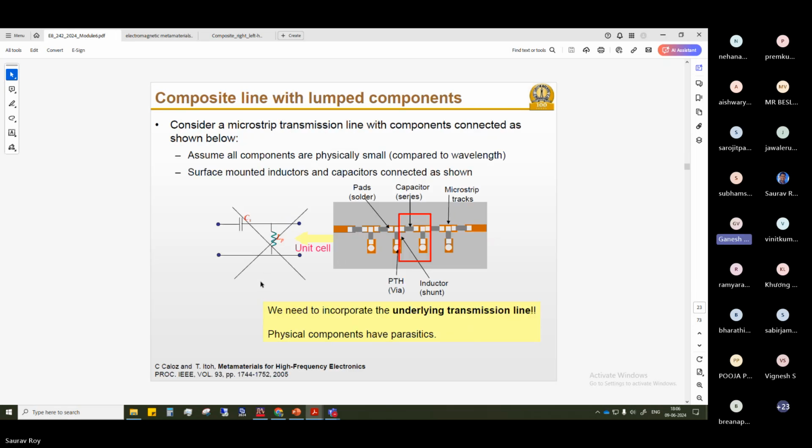Is this commercially available, whatever is proposed here? No, it is your design, you have to design it. It is just like designing right-handed materials. Yes, we are coming to that.